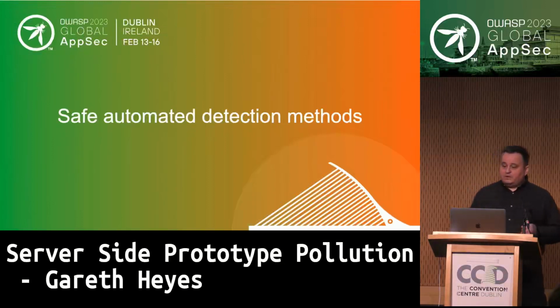So I've talked about how you can manually test for prototype pollution. Now we're going to discuss some techniques that we can use for automation. These techniques subtly change the application behavior without causing denial of service. And that's the key, without denial of service.